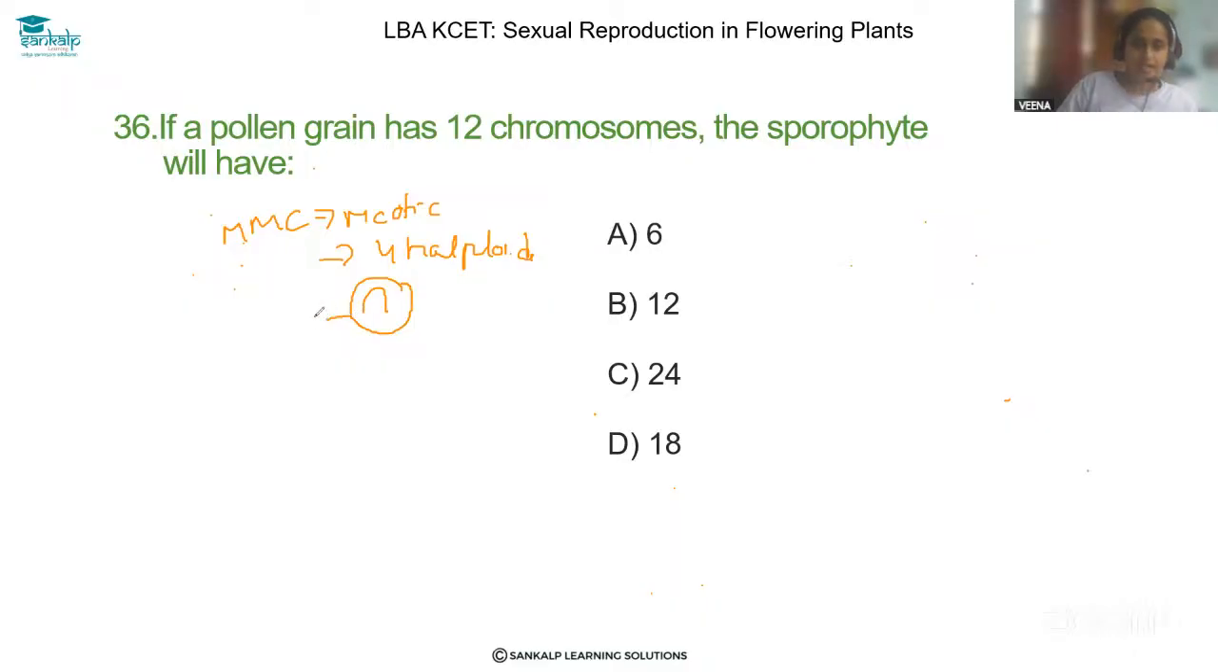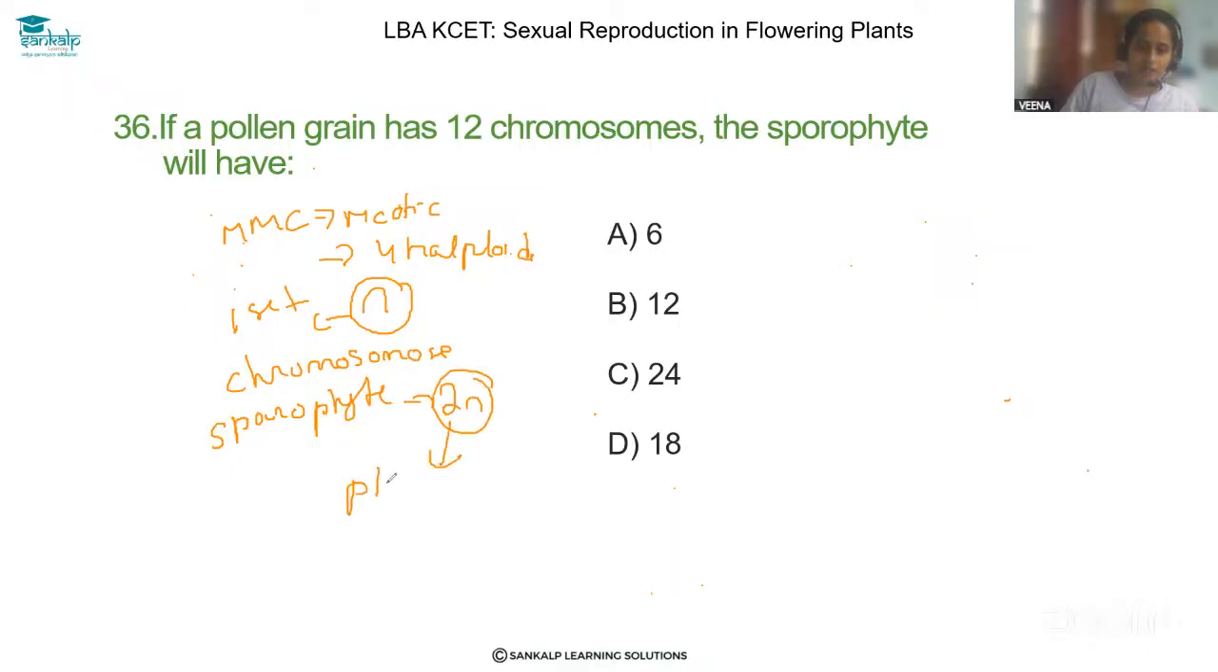So these contain only one set of chromosomes. Only one set of chromosomes will be there in the pollen grain, right? They are haploid in nature. But the sporophyte is always diploid in nature, because it is the main plant body. So this will contain two sets of chromosomes.